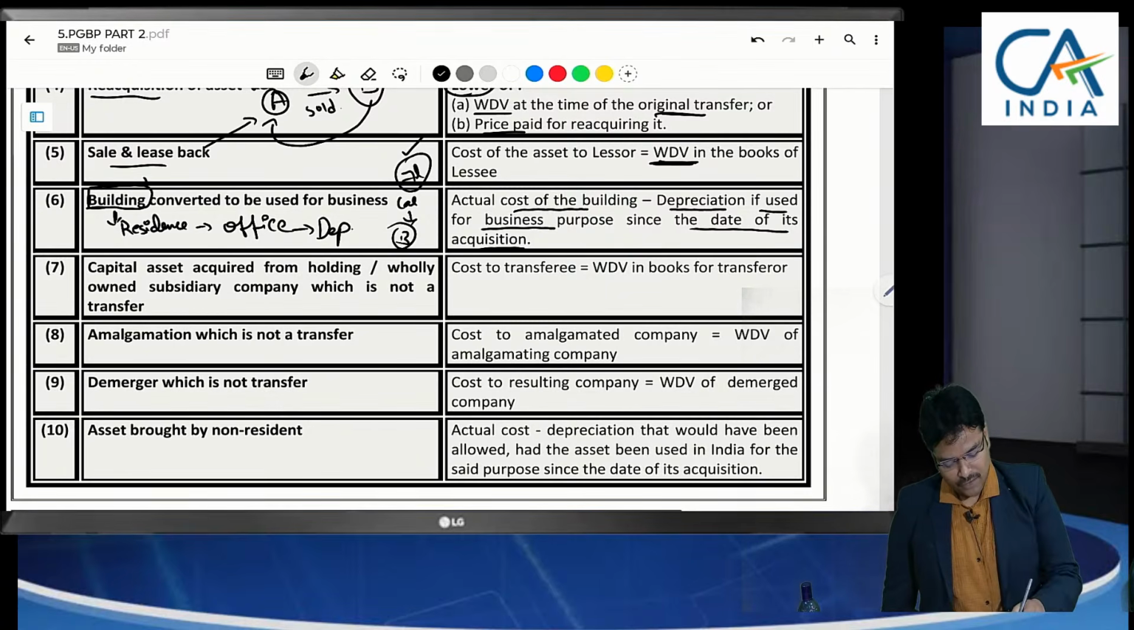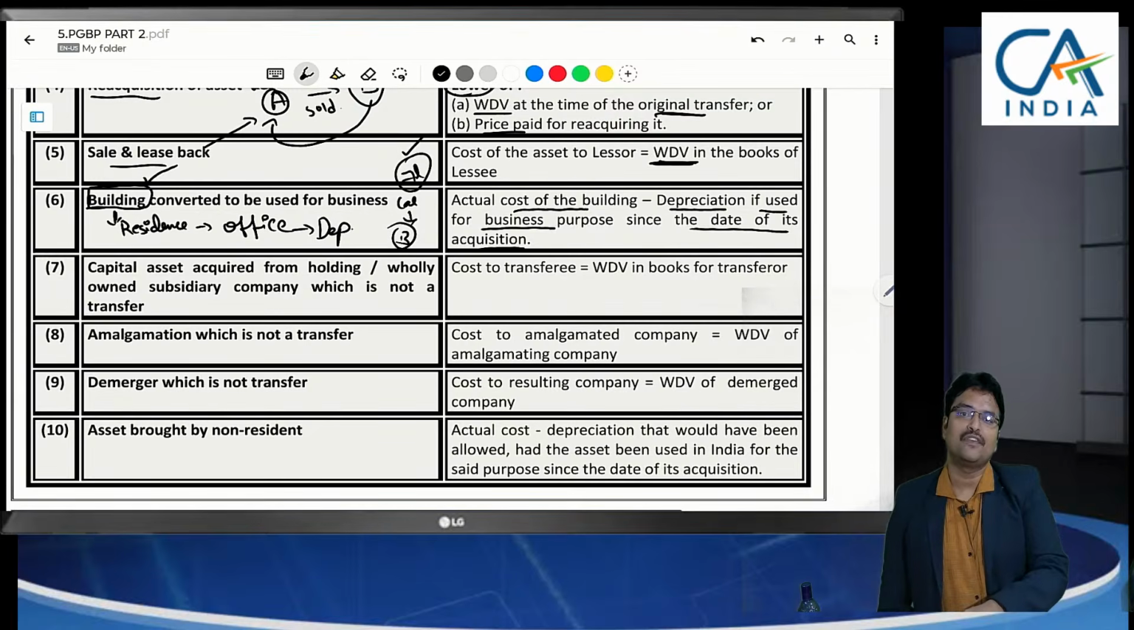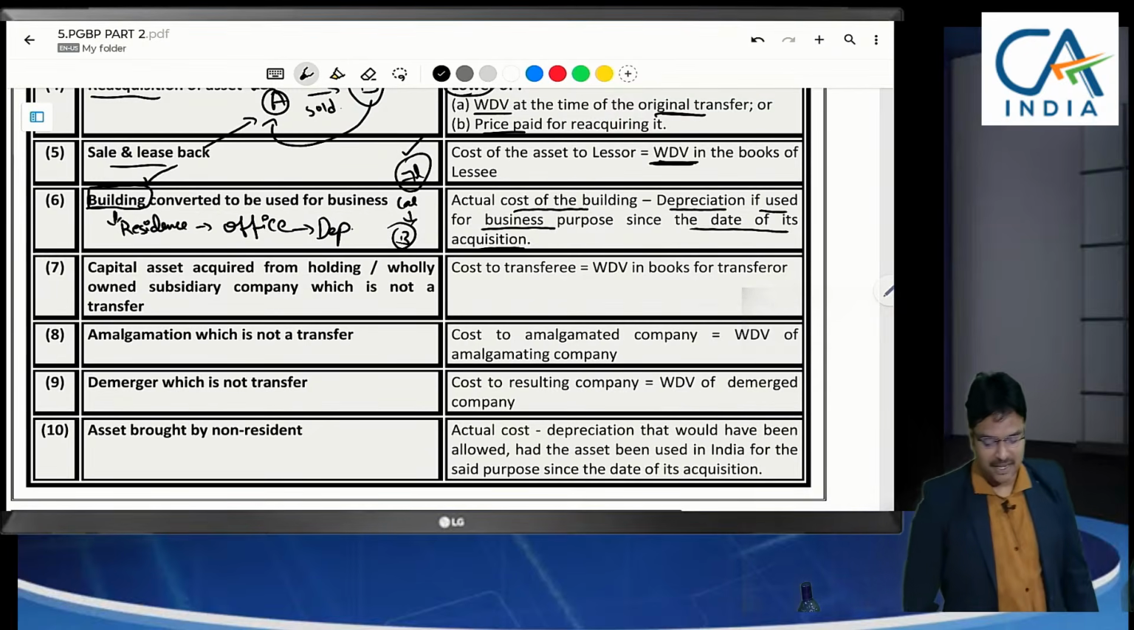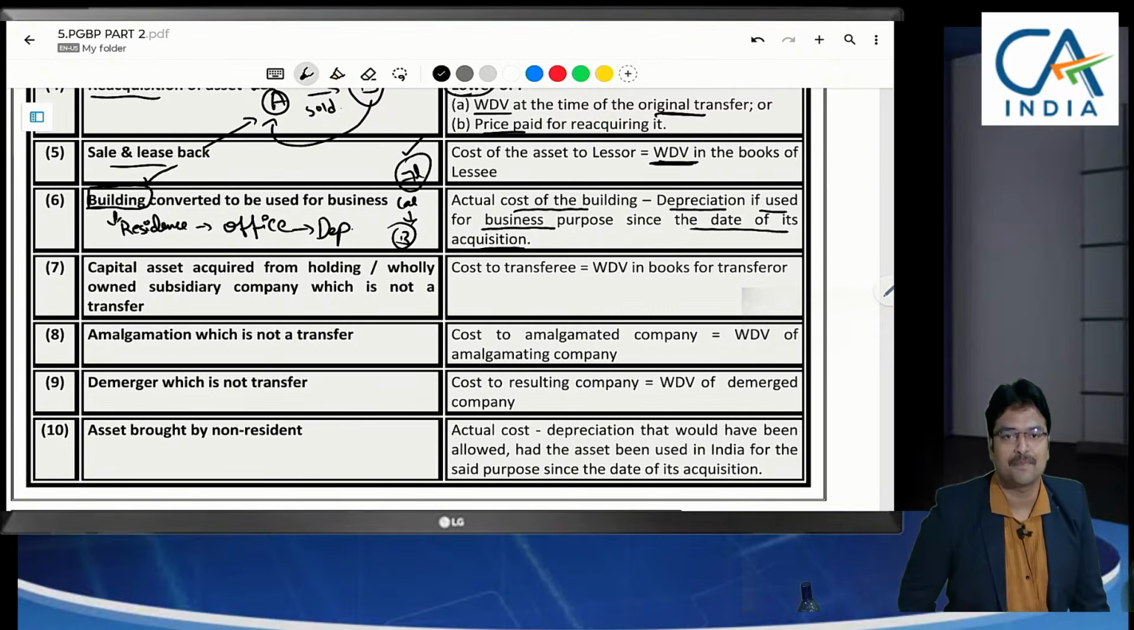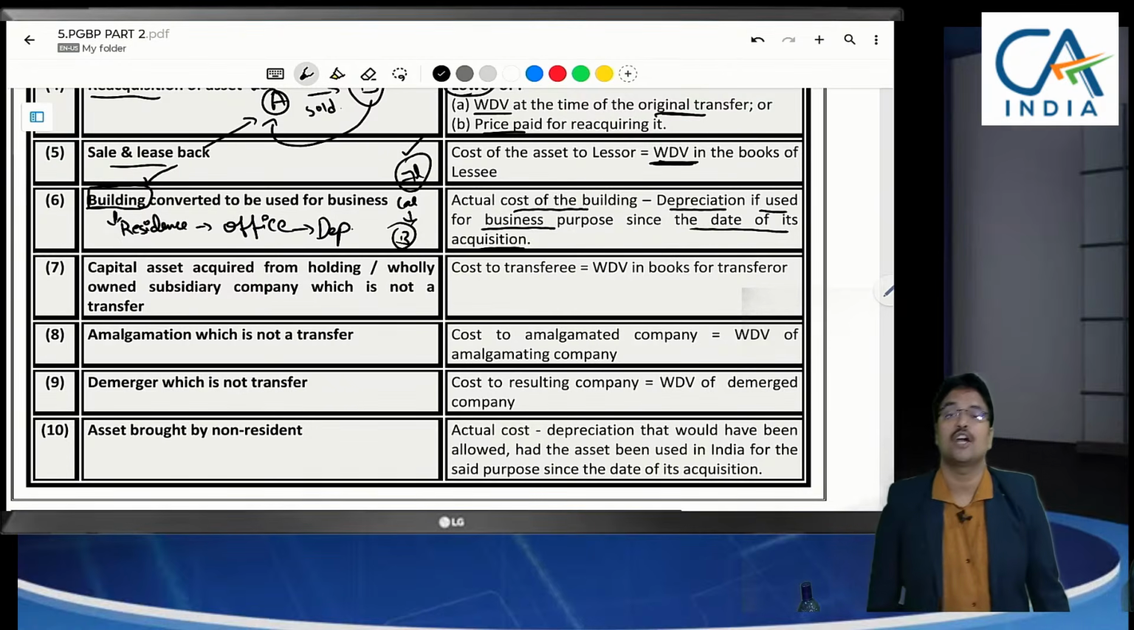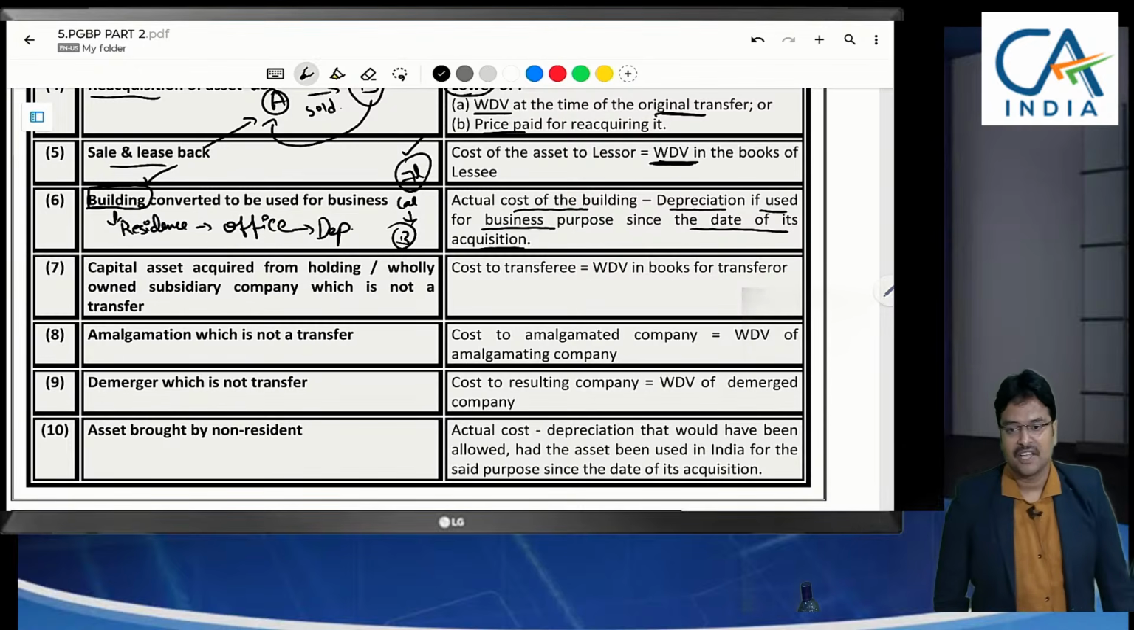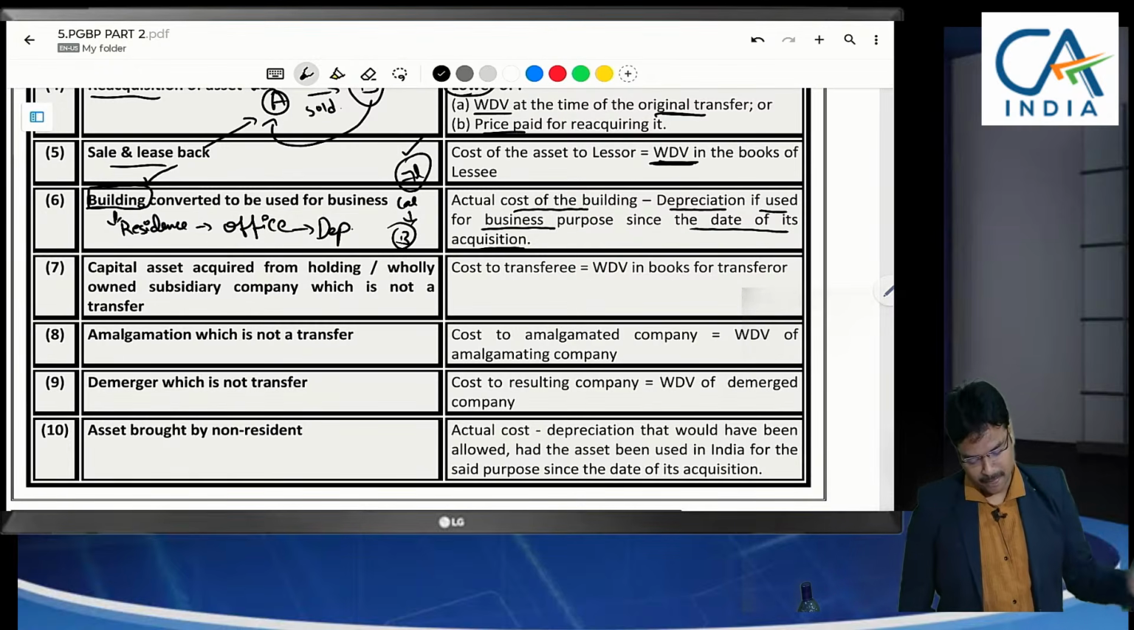Because exclusively for which asset have they said this here? Only for building. Building converted to be used for the purpose of business is only given here. Remaining assets, if they are used for business, what can we do in this case? We can claim depreciation on original cost only. We need not reduce depreciation.